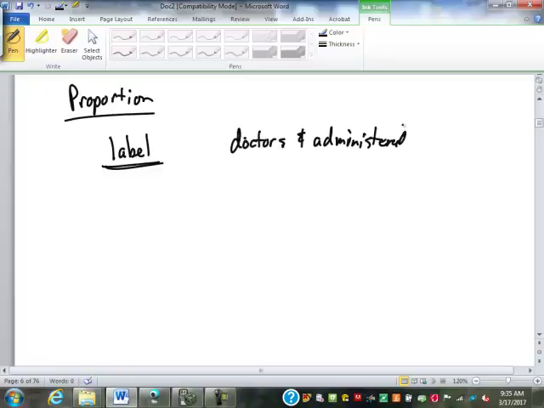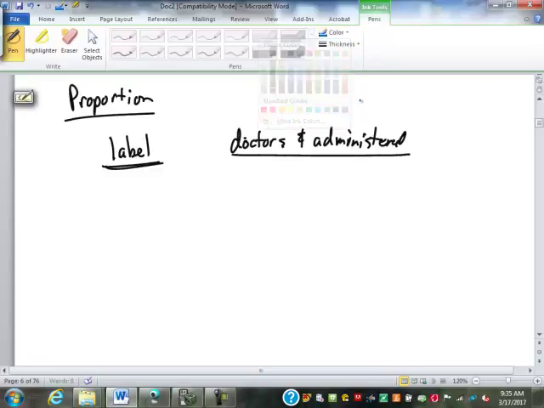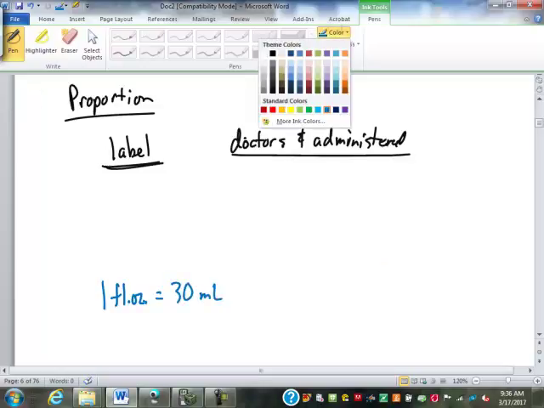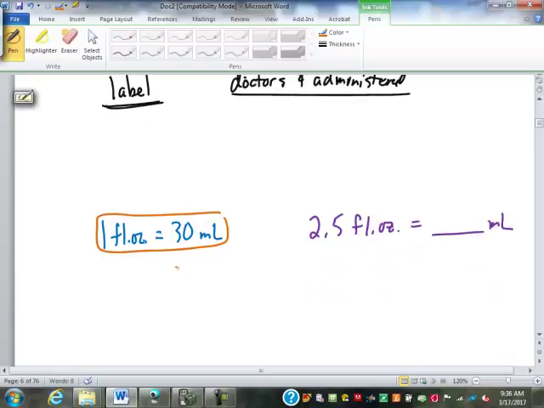Now let's take a look at how this works. In fact, let's step back for a second, and we're going to look at measurement conversions here. If we had a measurement conversion that said 1 fluid ounce contains 30 milliliters, and I want to know 2.5 fluid ounces contains how many milliliters? I would start with my conversion factor, my equivalency. The equivalency is kind of like the label. It's telling us what the relationship is between those two values. I would use my 1 fluid ounce here equals 30 milliliters to make a ratio, or a rate actually.